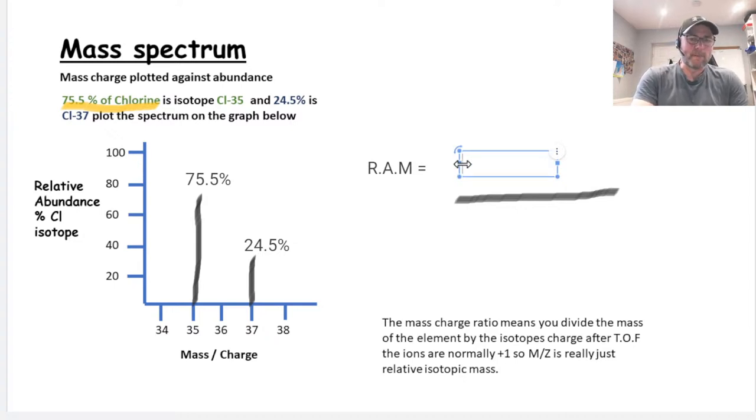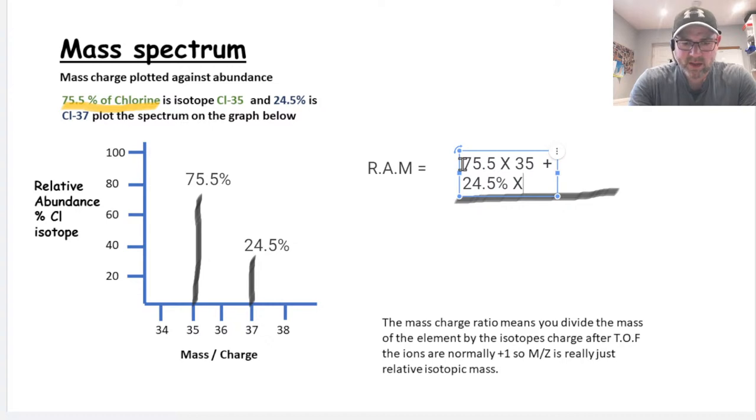So we'd now multiply the abundance by the mass. Thanks, Lois. I should really put these in brackets. If you've got a calculator, you might be able to work that out for me. Times 37. Remember, you times the abundance by each.